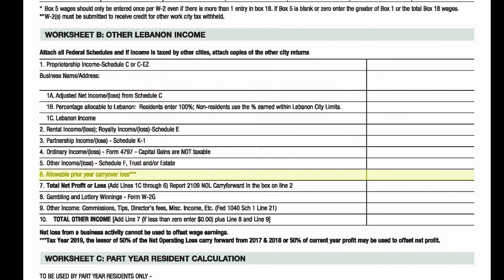Line 6 of Worksheet B is where you are allowed to use prior year losses, if applicable. If lines 1 to 5 equal a positive amount, you may be able to use prior year losses. If in any year, 2017 or later, you have reported a loss to the city, you are allowed to use the lesser of two amounts to reduce the current year's net profit. You can either use half of the accrued loss or half of the current year profit.